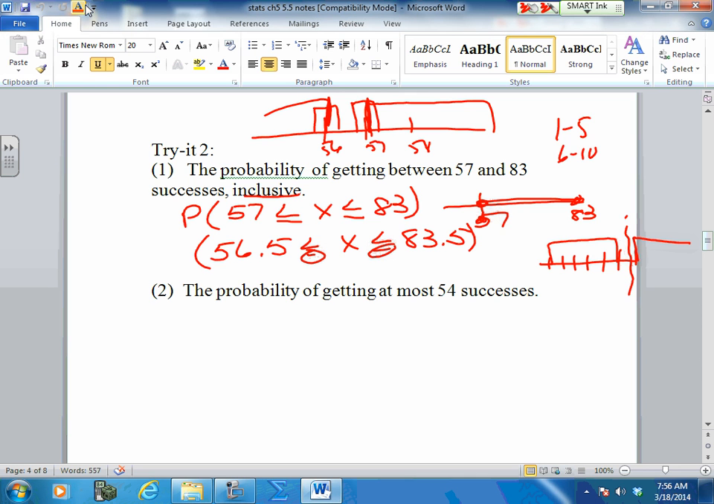If you look at the next one, you'll be able to see their graph is a little bit better than the dotted line one. Didn't really do it justice. But when we do a probability, you'll see the difference. Okay, the probability of getting at most 54 successes. Courtney, how'd you write that one?